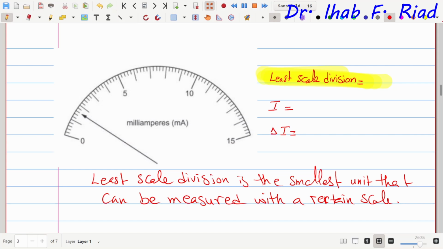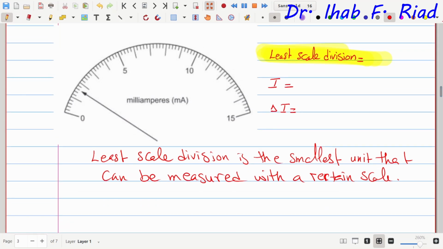So this is how we are going to do it. We have this scale or this mark, it is the 0 mark. Okay, we have 1 milliamp, 2 milliamp, 3 milliamp, 4 milliamps, and here is 5 milliamp.